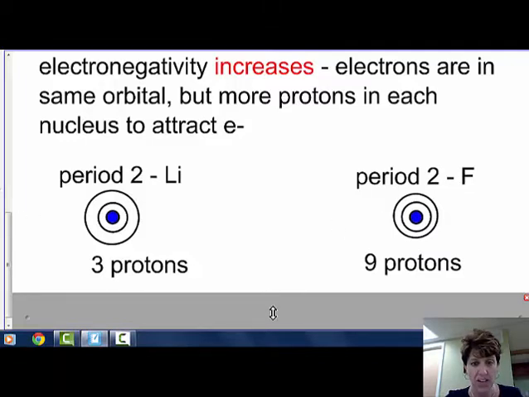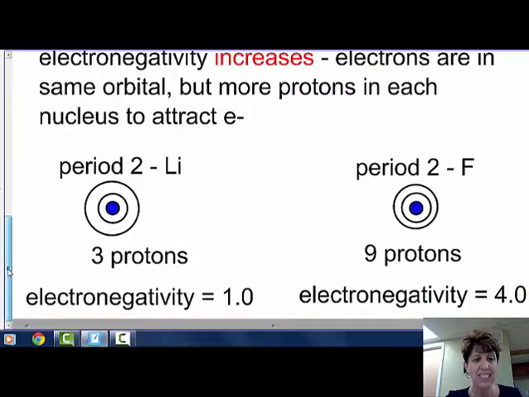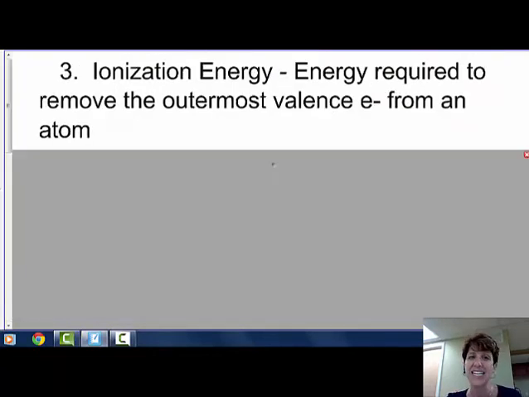So here are their values. Lithium's electronegativity is a 1.0 and fluorine is a 4.0. Fluorine has the highest electronegativity of any element on the periodic table. All right, next one, ionization energy.